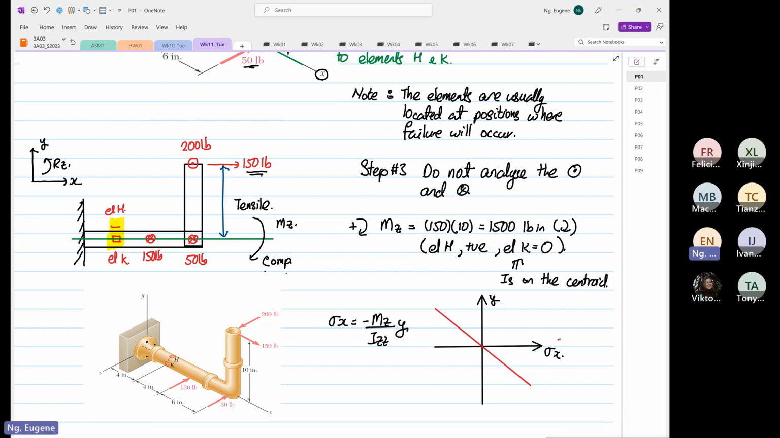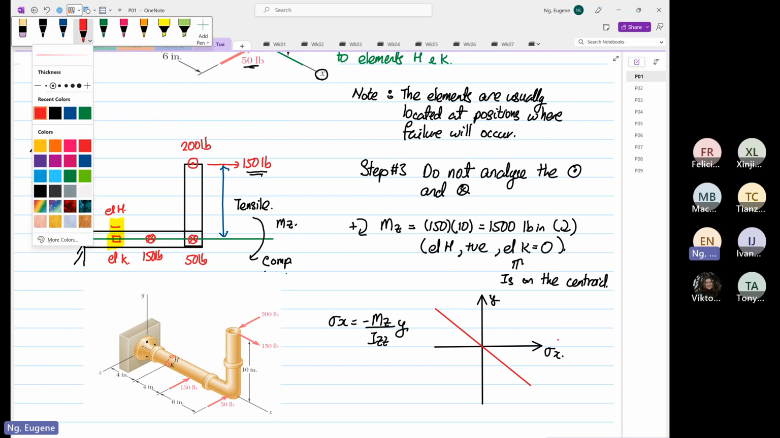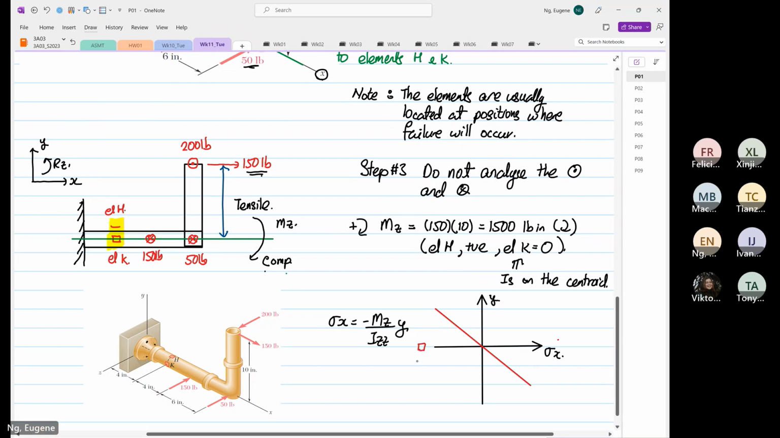If we were to look at this relative to our shaft, we know that element K is over here, and in this position over here, this is our element H. So that's why this is 0. Element H, due to the bending moment that we have seen, is going to be tensile. That's why it's going to be positive. So you have to remember how the normal stress is distributed due to bending moment.